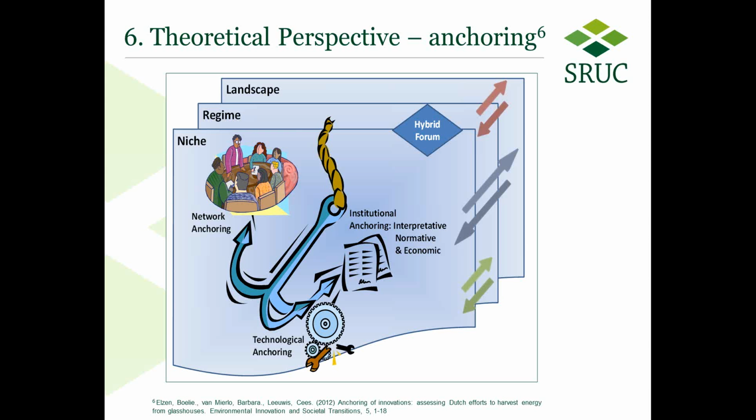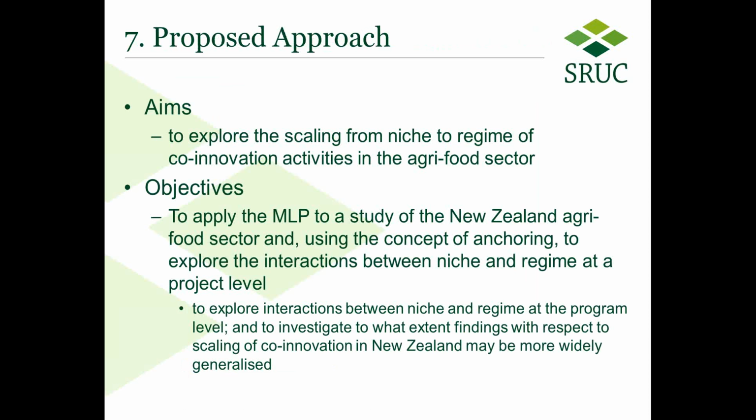So those, in a nutshell, are the two theories that we're drawing on to inform the approach to the project. That brings us on to a quick summary of the aims and objectives of the work. So the aim is very much about exploring scaling from niche to regime of co-innovation activities in the agri-food sector, and that's going to be achieved through applying the multi-level perspective to a study of the New Zealand sector in particular, and using the concept of anchoring that we've just talked about to explore in particular the interactions between niche and regime at project level.